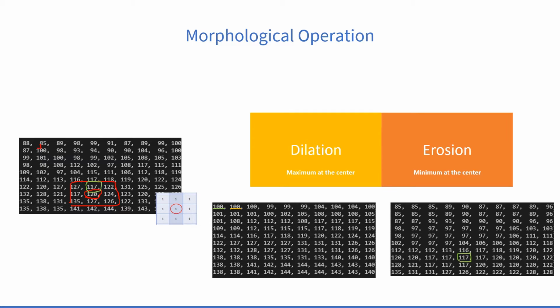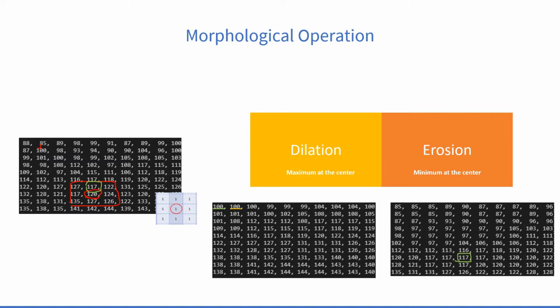So very simple. Dilation takes the maximum of the pixels in the kernel's neighborhood, and erosion takes the minimum. We'll see in the next slide how dilation operates and how erosion operates.